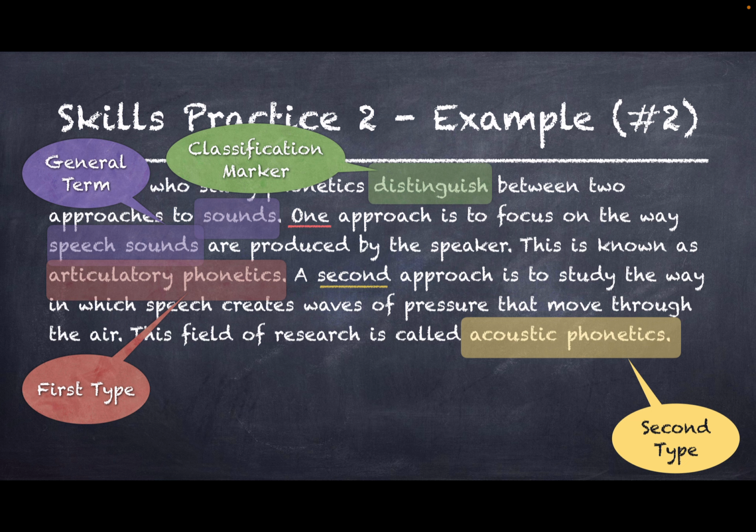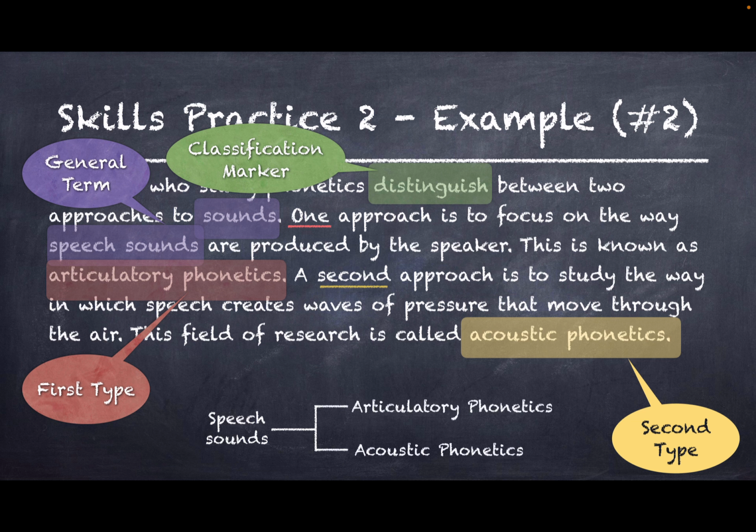So now that I know the general term, and I know the 2 types for that general term, I can draw a diagram that shows the classification. So I'll start with my general term, speech sounds. And then I'll draw lines to connect the 2 types. And in this case, I really only do have 2 types. There are no other subcategories mentioned. So articulatory phonetics and acoustic phonetics are types of speech sounds.